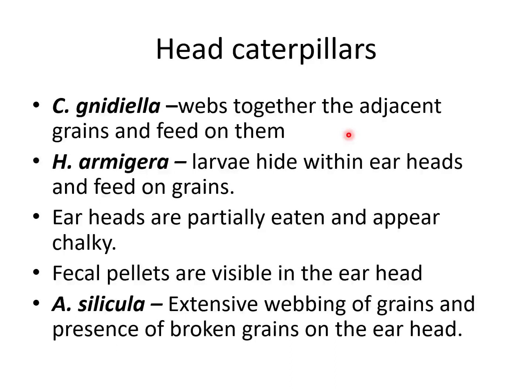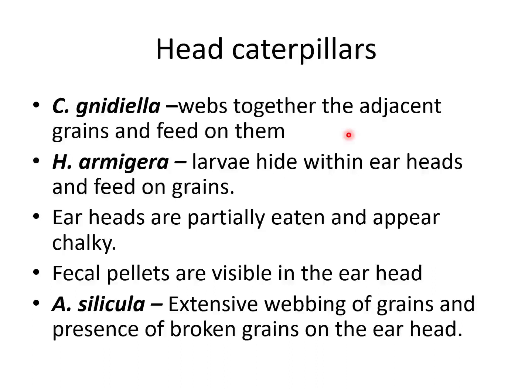The next pest is head caterpillars. We have a few caterpillars which feed on the panicle. The first one is Cryptoblabes gnidiella. The second one is Helicoverpa armigera, and the third one is Eublemma silicula. Cryptoblabes gnidiella and Eublemma silicula web together the grains and feed on the grains. And in the case of Eublemma silicula, we can see broken grains in the earhead. In the case of Helicoverpa armigera, the larva hides within the earheads and feeds on the grain.